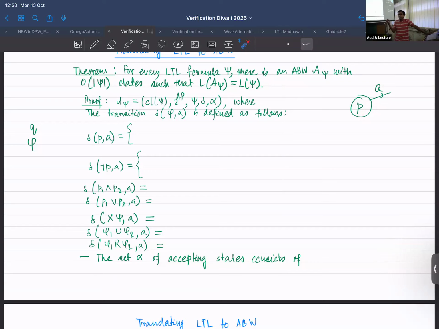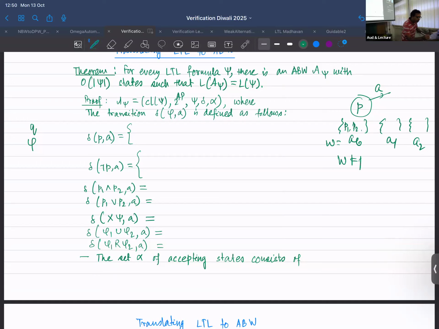All the words which satisfy P, the constraints in P. All the words which satisfy P, an atomic proposition. What does it mean? The words will start with some set, A0, A1, A2 like this, right? But A0 itself is a bunch of propositions, like P1, P2, etc. So now I'm saying that this word will satisfy P. When will it satisfy P? If this word W is of the form like this.